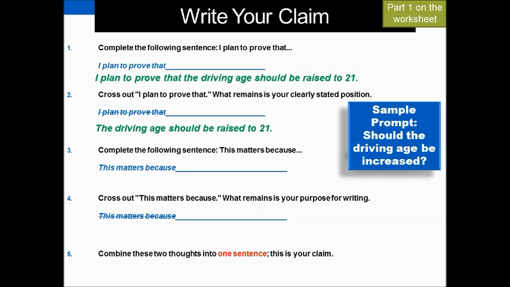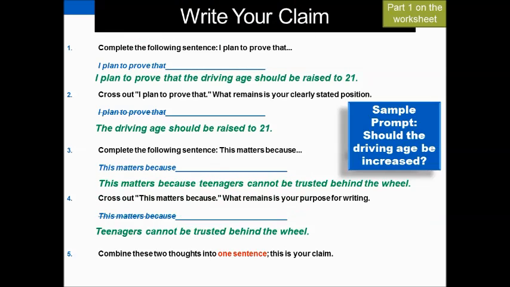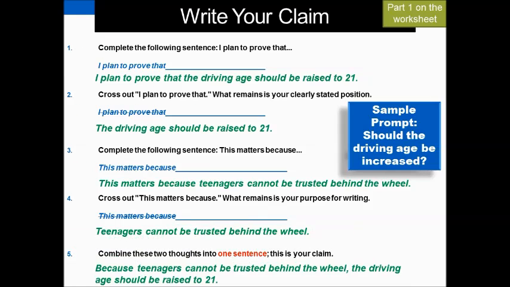Step 3, complete the following sentence. This matters because. This matters because teenagers cannot be trusted behind the wheel. Now we're going to step 4. Cross out this matters because. What remains is your purpose for writing. Teenagers cannot be trusted behind the wheel. Combine these two thoughts into one sentence. This is your claim. Because teenagers cannot be trusted behind the wheel, the driving age should be raised to 21.